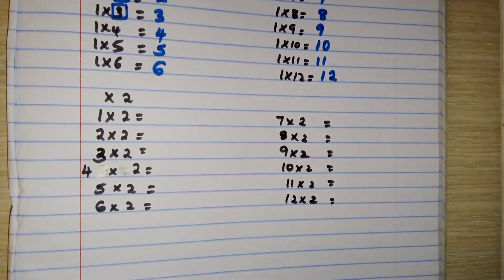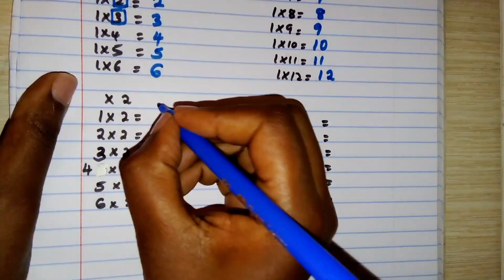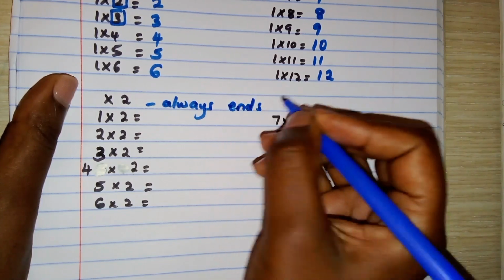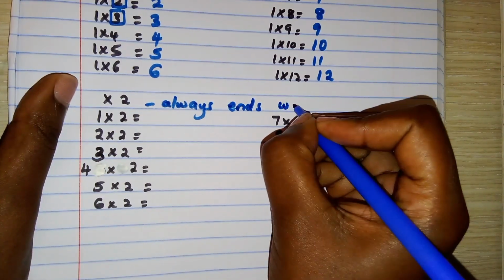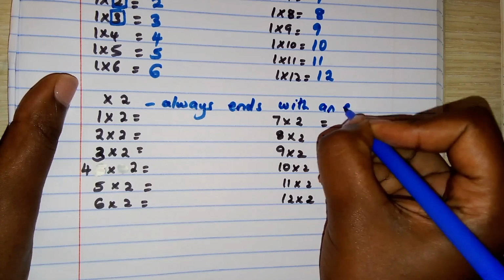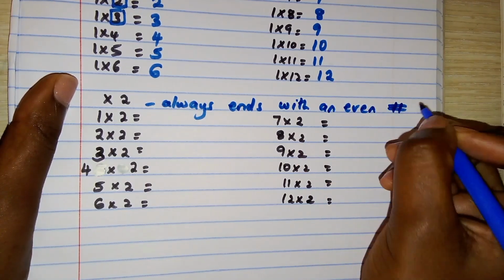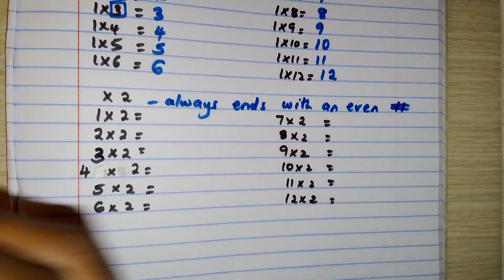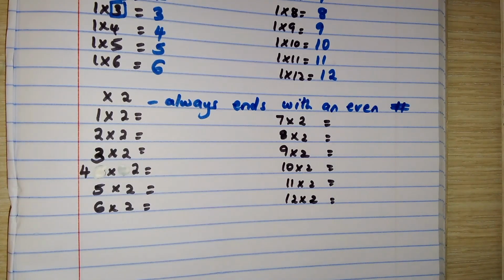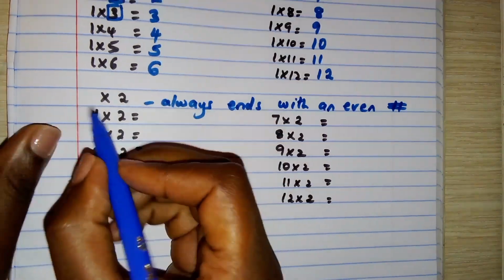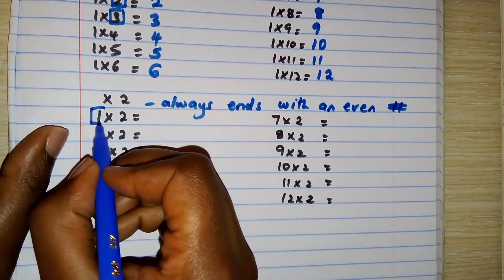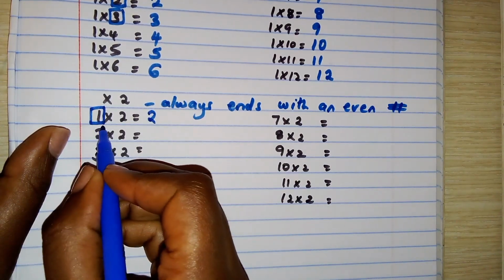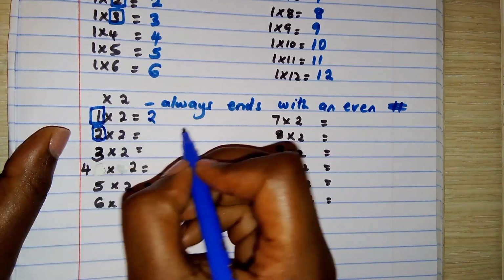So what you need to know with the 2 times table is the answer will always end with an even number, and times 2 is the same as taking the number and doubling it. So we take this number, we double it, so 1 plus 1 is 2. We take this number, 2 plus 2 is 4.